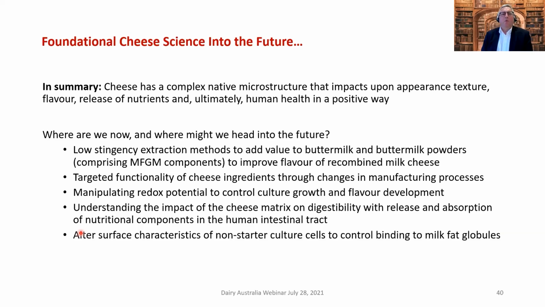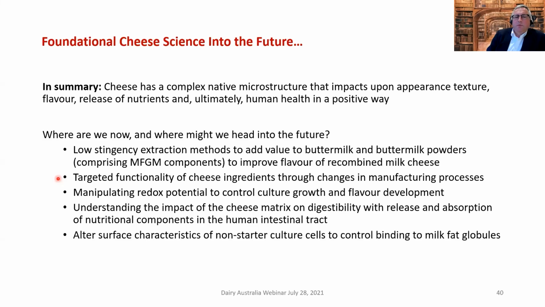So where are we now, and where might we head in the future? So I think going back to that recombined milk, looking at low stringency extraction methods, low temperature, to add value to buttermilk and buttermilk powders with retention of biofunctionality, and as an application to improve the flavor of recombined milk cheese. Targeted functionality of cheese ingredients. We've done that for a long time with pizza cheese by altering the manufacturing process to get different stretchability, to create less free oil, and that's old research that we understand quite well.